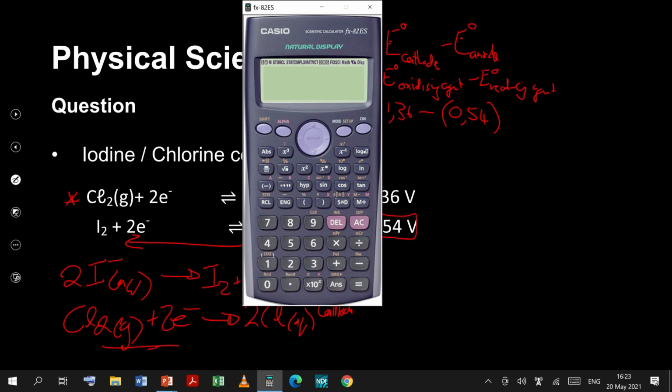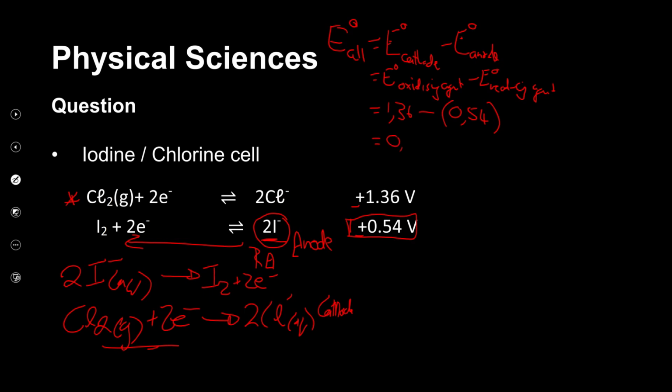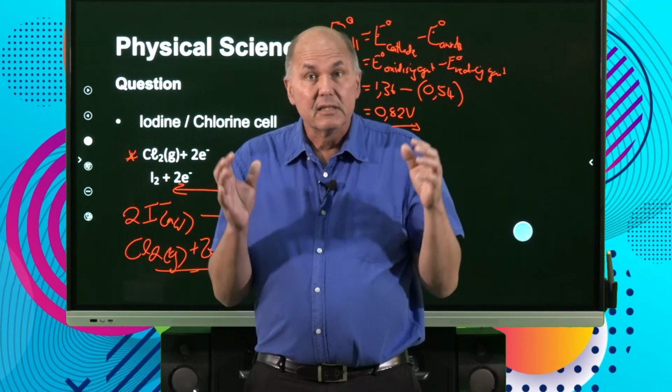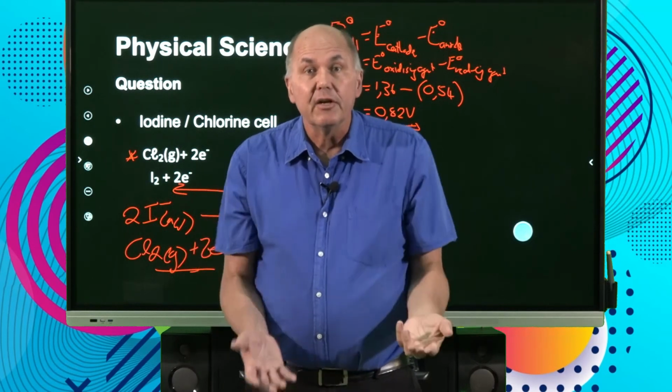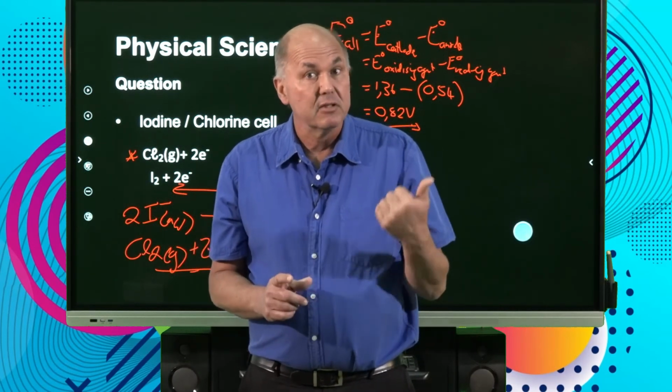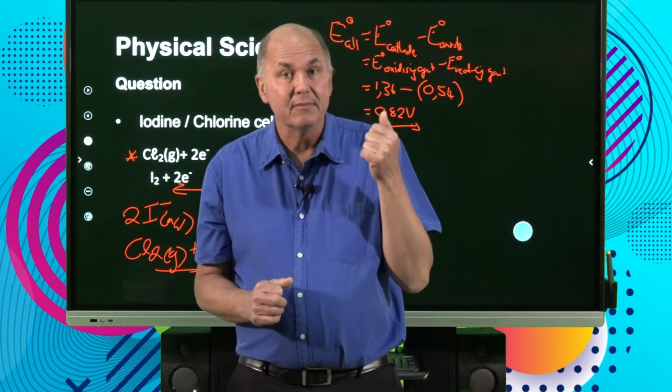and just put those values in. 1.36 minus 0.54. And what we find is that the answer here is 0.82. So 0.82 volts. Again, notice that it's a positive value. So it is still a spontaneous reaction. It will generate some potential difference, but it's not as much as the magnesium zinc cell.